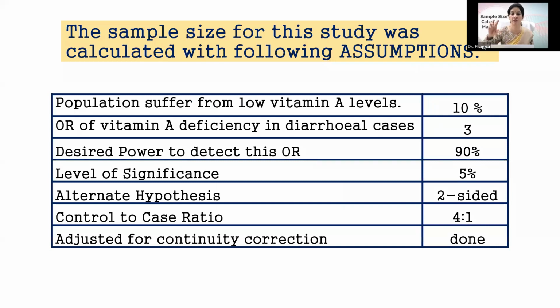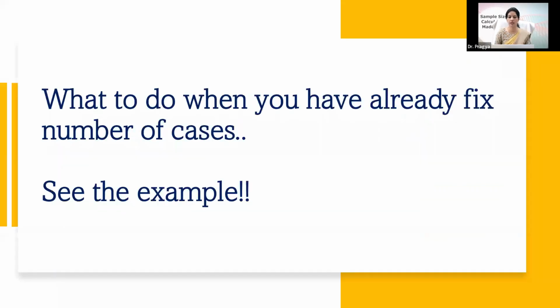Again, you see, we will not take how much is the coverage of vitamin A, because that will be good. For the exposure you have to take the low vitamin or no vitamin. So that will be 10%. The odds ratio is 3, power is 90%. And in this case, the control to case ratio is 4:1. So similarly, you can do this and you can check for that. So in this case, now let's discuss one very important concept.